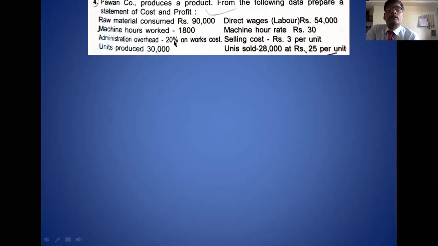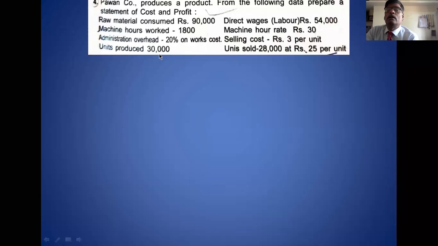And next is administration overhead, 20% on work cost. It is possible to calculate. Selling cost per unit is rupees 3, and we calculate the selling cost on the basis of that. This rupees 3 is selling expense per unit sold. Remember this. And units produced 30,000.